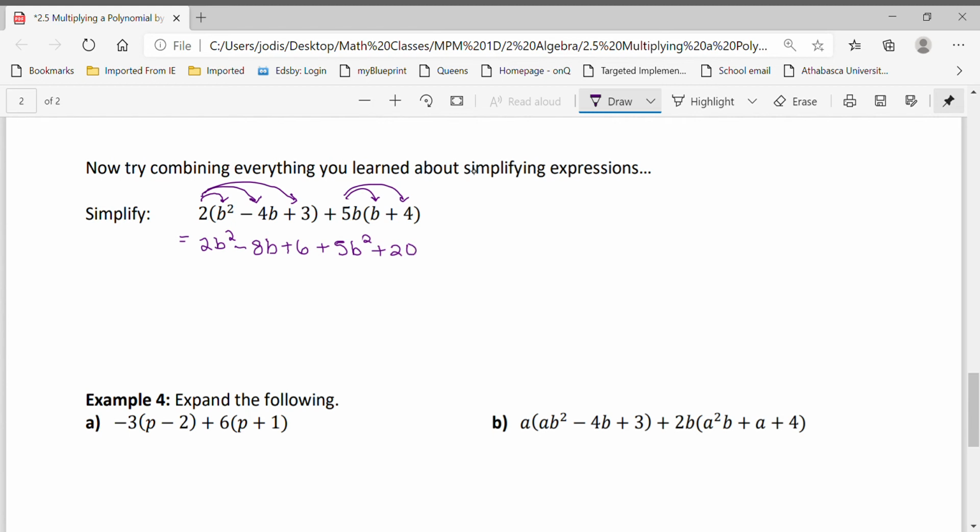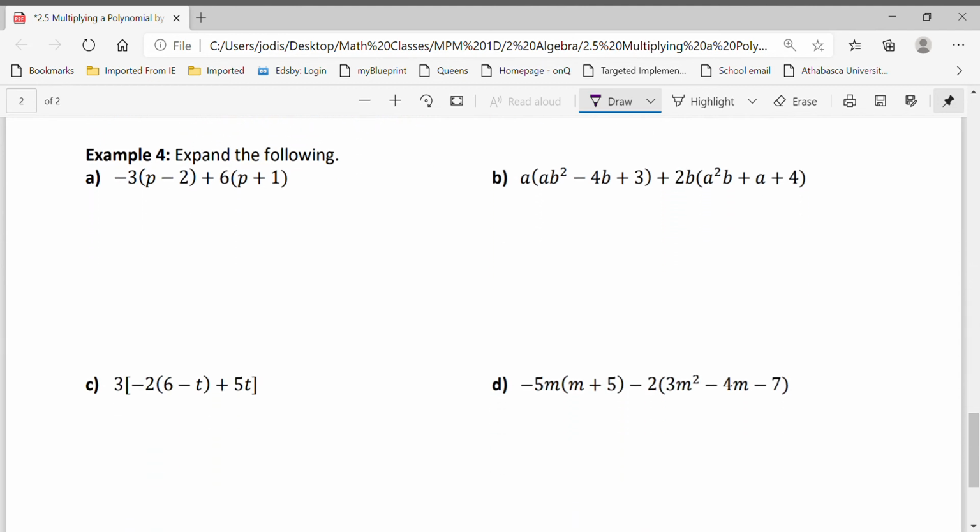is plus 20b. Now we collect our like terms. So we have a 2b squared plus a 5b squared. We've got a negative 8b plus 20b, and then we've got a plus 6. So then, 2b squared plus 5b squared is 7b squared. Negative 8b plus 20b is plus 12b, and then we just have this plus 6 on the end.